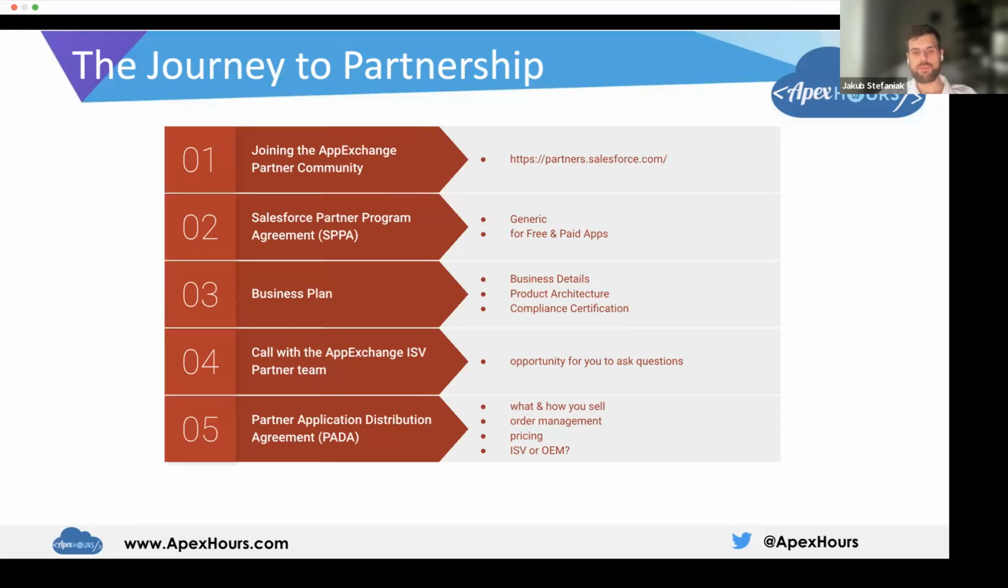is signing your partner application distribution agreement. So it's like a formal contract where you are going to specify how we are going to sell your application exactly, how we are going to manage orders. So we are going to split your revenue together with Salesforce, which means that you must inform them about every license we just sold. You are going to specify your pricing strategy and as well pick, is it going to be an OEM app or ISV force available to existing Salesforce customers.